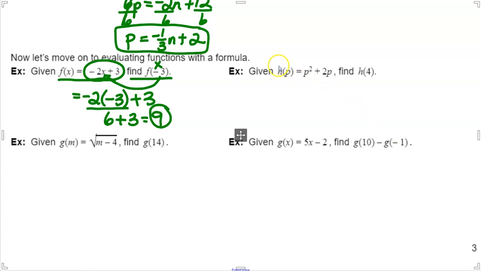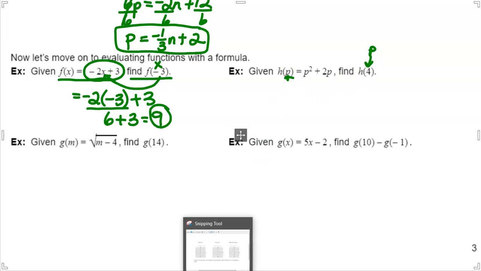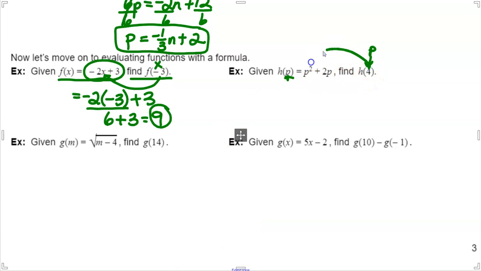The next one, I have a function value of h in terms of p. So h is a function of p. The rule says to square p and then add the double of p. Well, notice inside here, that is a p. I can get that from right there, okay? They're telling me p equals 4. So I need to take 4, and I need to put that wherever I see a p in my function. And so I have 2 places to do that.